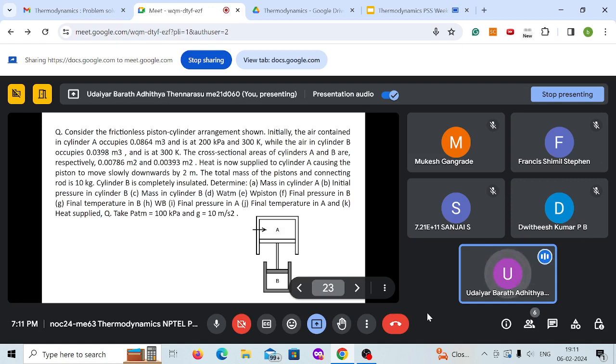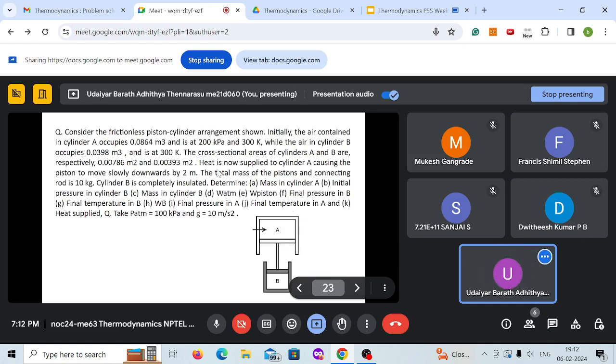Heat is now supplied to cylinder A, causing the piston to move slowly downwards by 2 meter. So for piston A you are supplying some heat. Because you are supplying heat, the energy of the fluid inside A will increase. So it will push on the piston and compress B.